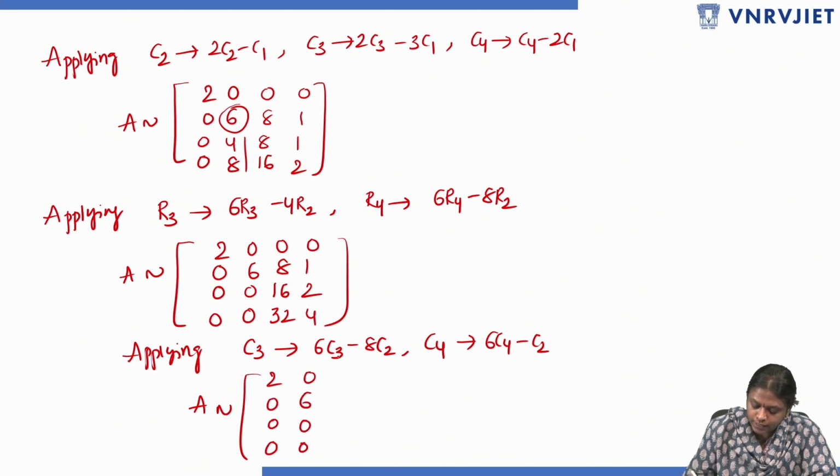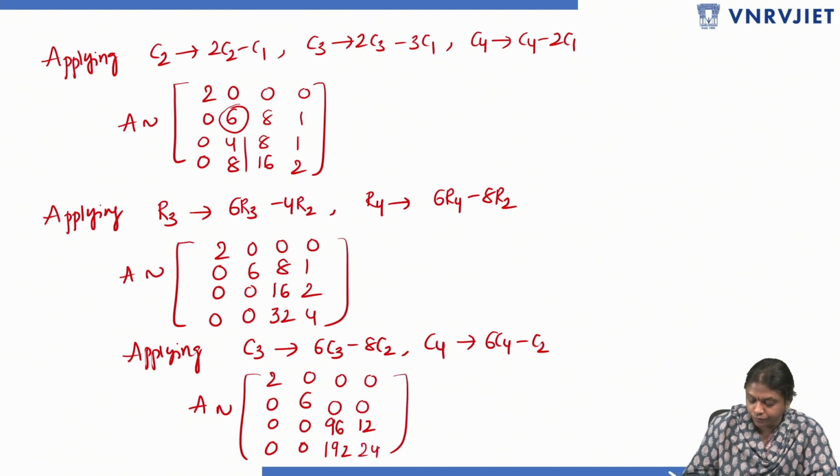Now implement 6C3 minus 8C2. So this is already 0. Now we are making this element equal to 0. And implementing the above operation, you will be getting 16 multiplied with 6, that is 96. And this is 32 multiplied with 6, 192. Now C4, again this is 0 and now this is going to be 0. Now multiply this with 6 here, that is 12 and this is 24. So we completed the second step here.